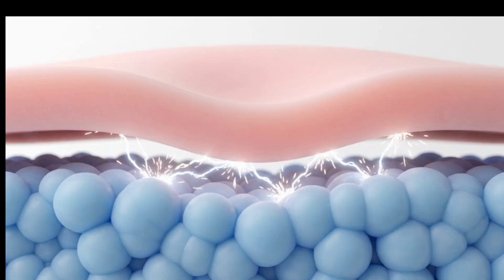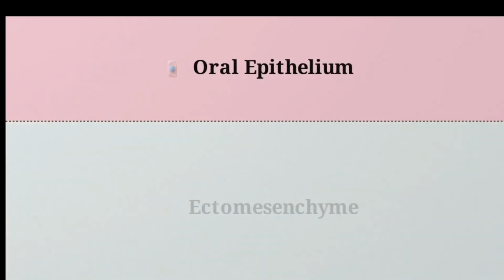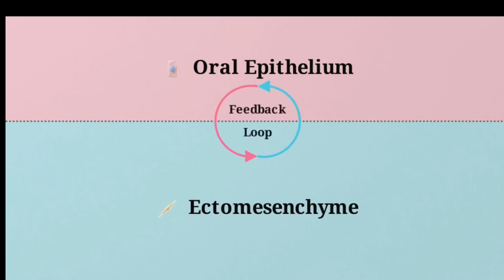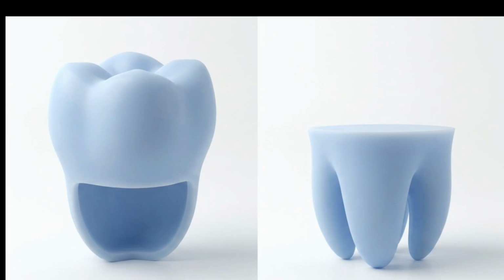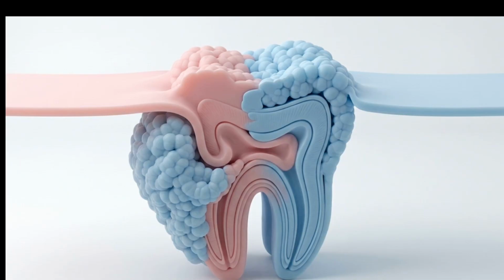The entire process of odontogenesis, or tooth development, relies on reciprocal signaling between these two distinct layers. The oral epithelium and the underlying ectomesenchyme continuously instruct one another in a precise sequential feedback loop. Neither layer contains the complete blueprint. The epithelium alone cannot determine tooth morphology, and the ectomesenchyme alone cannot trigger matrix formation. They must negotiate the precise location, shape, and cellular specialization of every individual tooth together.